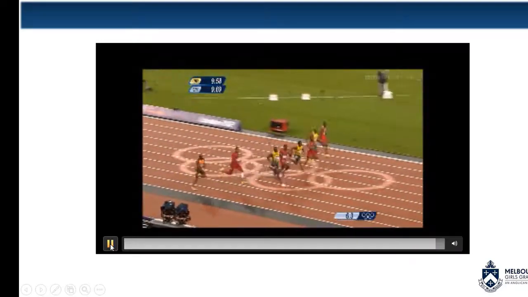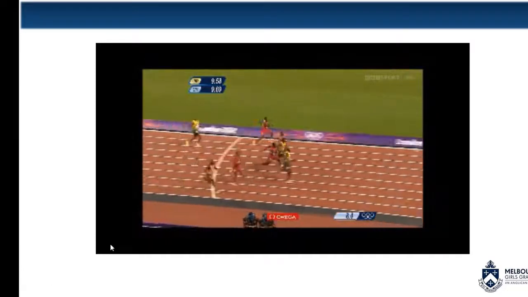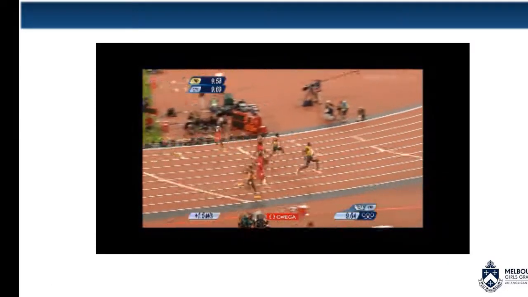He's straight alongside Gatlin, and here comes Usain Bolt. He's pulling away. Towards the end he's going to win the gold.